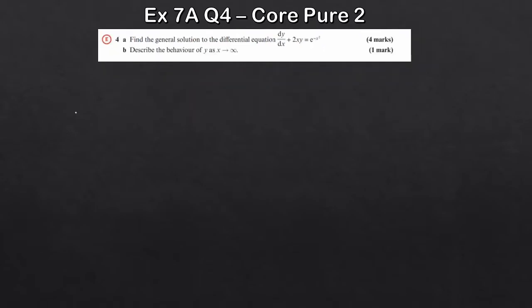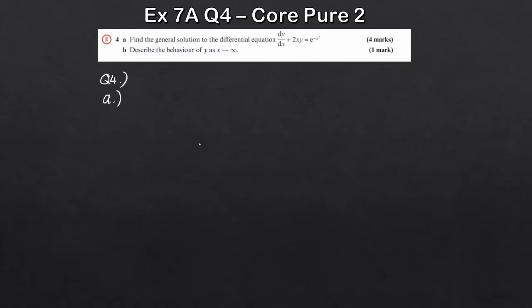Exercise 7A, question 4a. We're asked to find the general solution to the differential equation dy/dx plus 2xy is equal to e to the minus x squared. 4 marks for this.